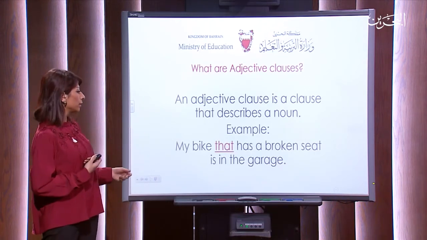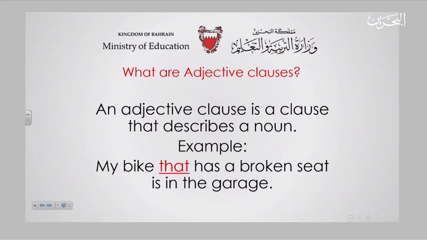Let's see the example. My bike that has a broken seat is in the garage. Now, let's imagine that I am explaining or describing my bike without using the adjective clause that. My bike has a broken seat, it's in the garage. I didn't clarify anything and I haven't used any adjective clause.